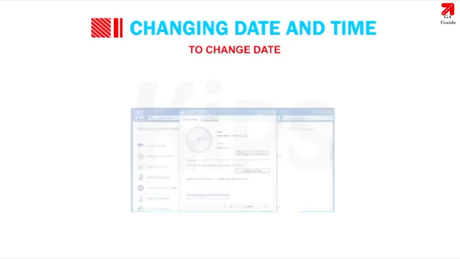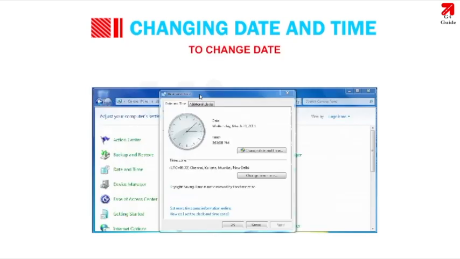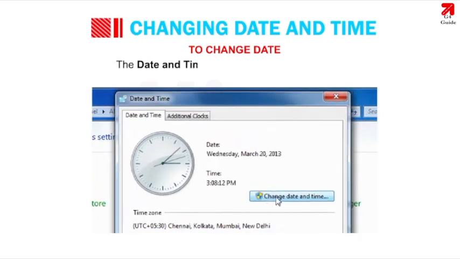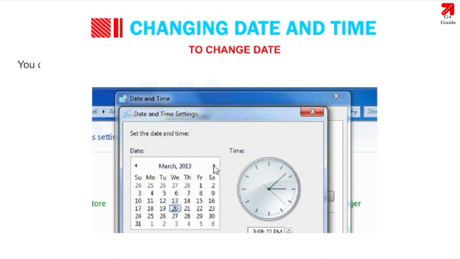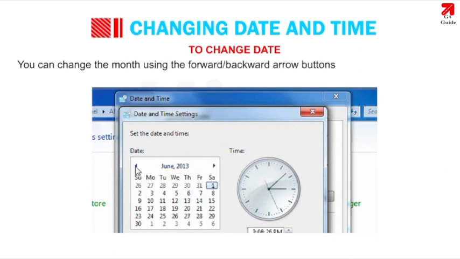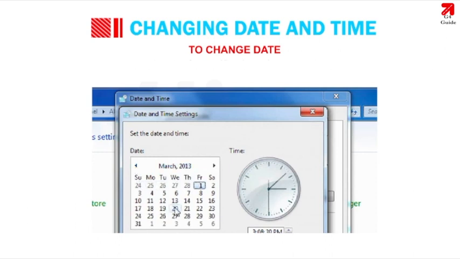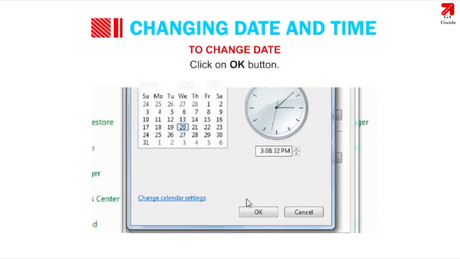Let's see how to change the computer's date. Click on Change Date and Time tab. The Date and Time settings dialog box will appear. Select the current day in the displayed calendar. You can change the month using the forward or backward arrow buttons present in the calendar. Click on OK button.